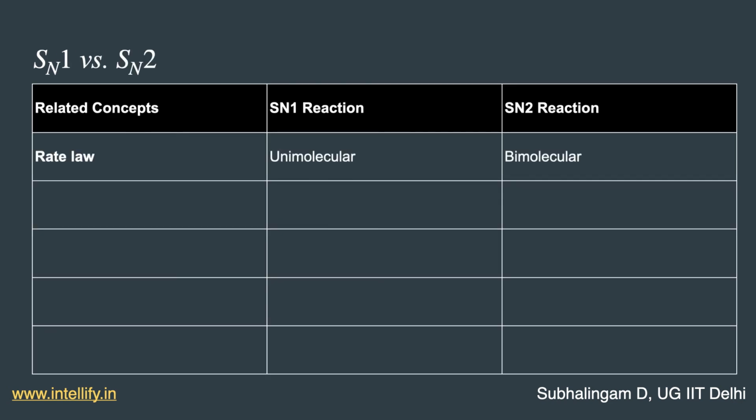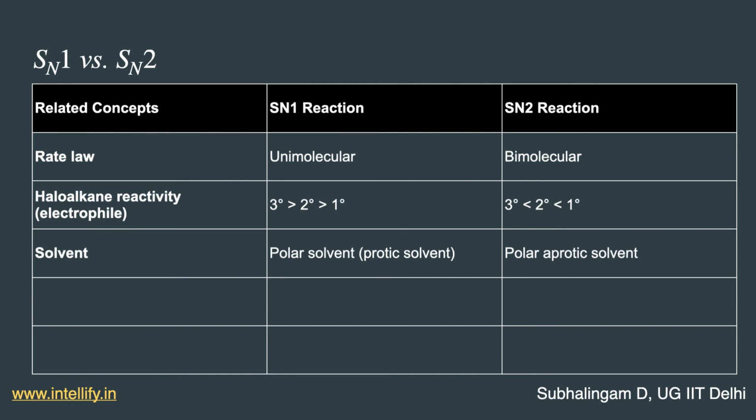So we have seen SN1 and SN2 now. Let's try to compare both of these. Okay, we compare SN1 and SN2 reaction. Rate law. SN1 is unimolecular and SN2 is bimolecular. Haloalkane reactivity. So SN1 tertiary is most and primary is least. In SN2 primary is most and tertiary is least reactive.